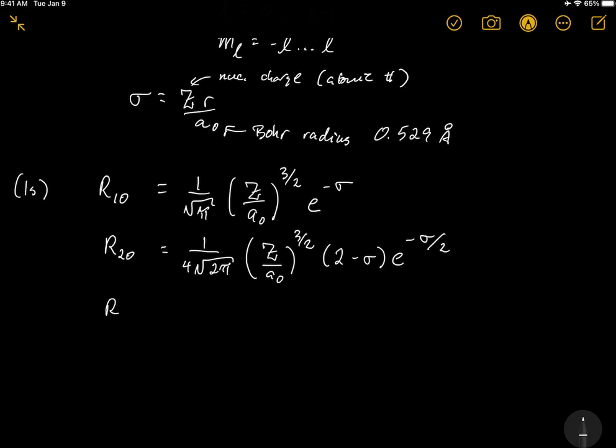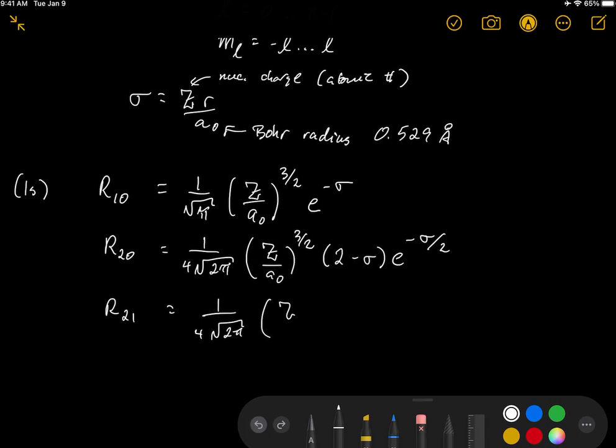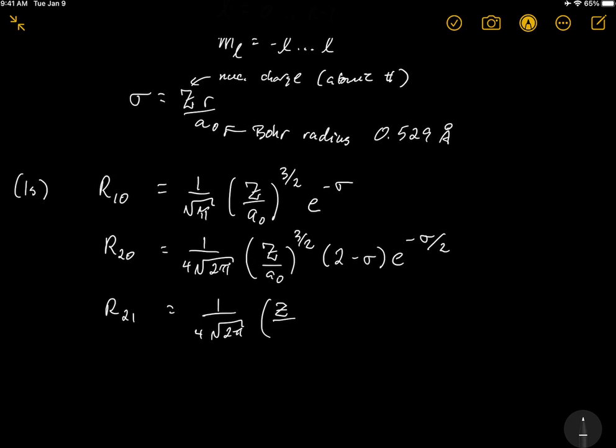And R21 is 1 over 4 root 2 pi, Z over a naught to the 3/2, sigma times e to the minus sigma over 2. Okay, so these are going to have somewhat related shapes. Some features will be similar. And now let's look at plotting these.